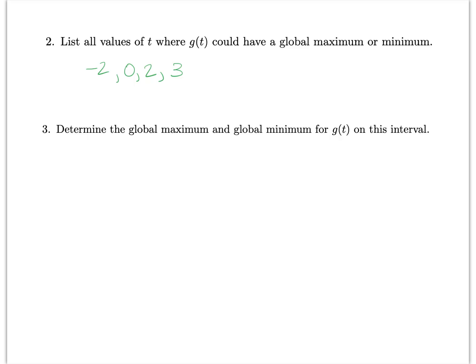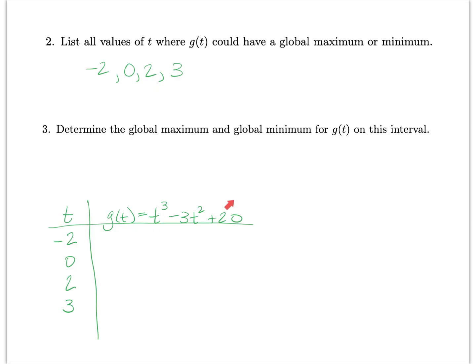And the way I figure it out is I get y values for the original function g. So I'm going to do t and g of t. Remember, g of t is the function t cubed minus 3t squared plus 20. Okay, and I'm going to plug in these 4 t values where I could possibly have a global max or a min.